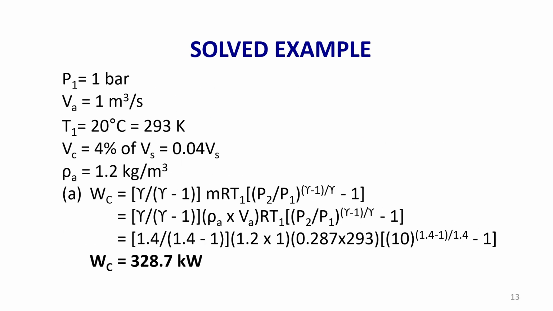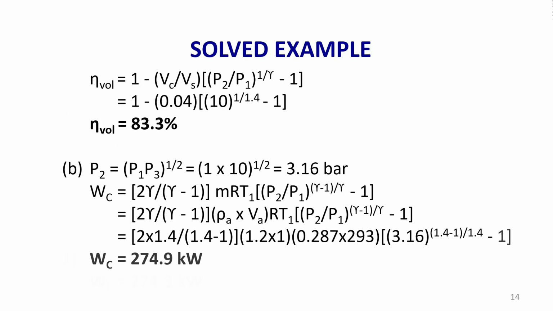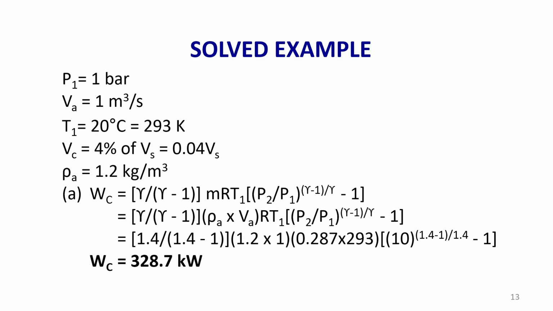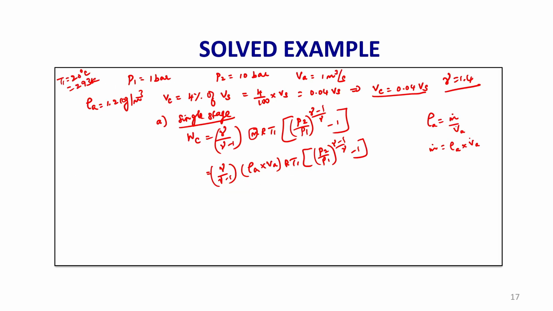Here you will get it in kilowatts, not in kilojoule, because we are substituting mass flow rate in kg per second. The volumetric flow rate is in meter cube per second, density is in kilogram per meter cube, and meter cube will get cancelled. In one of the earlier problems we got the work done in kilojoule, because there we took mass in kg, not m dot. Here it is m dot. We substitute the values and we get 328.7. So the work of compression for a single stage is 328.7 kilowatts.